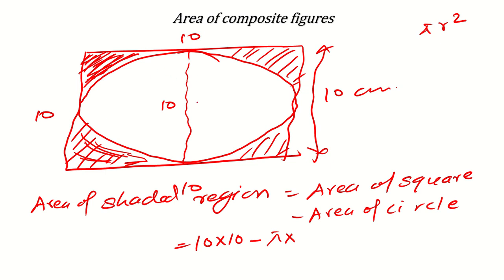So what will you do? Radius will be 5. So it will be 5 square, which means 100 minus 25 pi, or you can put the value of pi as 3.14. Then you can simplify this. Okay, like this you can solve the question.